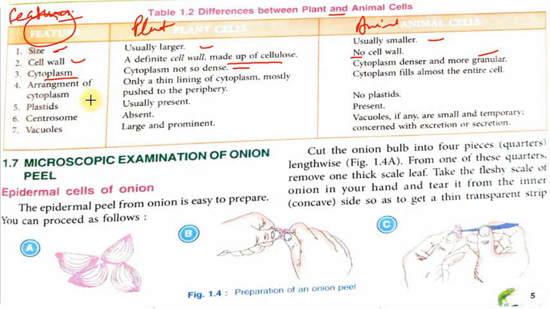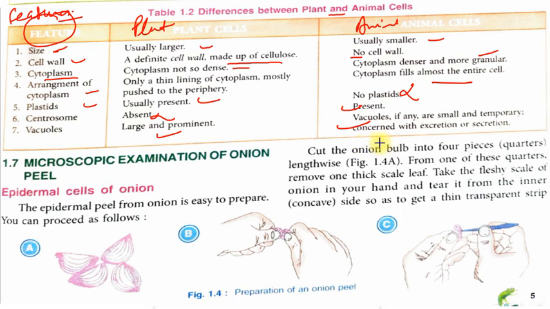Arrangement of cytoplasm: in plant cells there is only a thin lining of cytoplasm, mostly pushed to the periphery, and in animal cells the cytoplasm fills almost the entire cell. Plastids are usually present in plant cells. There are no plastids here. Centrosome is absent in plant cells. Here it is present. Vacuoles are large and prominent in plant cells. Vacuoles, if any, are small and temporary in animal cells, concerned with excretion or secretion.